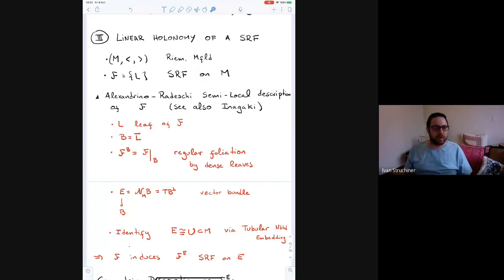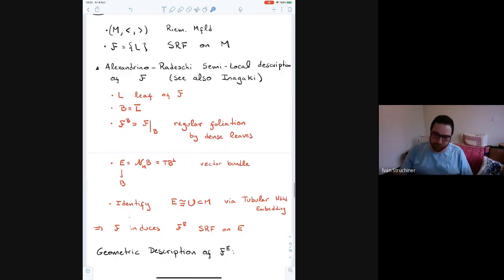And for these singular Riemannian foliations, there is a very nice semi-local description, a description around the leaf, or actually around the closure of the leaf, which is given by Marcos Alexandrino and Marco Radeschi in their paper, and also very well explained, with some more things proven, by Marcelo Inagaki in his thesis he defended on Wednesday. If you're going to look somewhere, look at the thesis. He has some very nice drawings of singular Riemannian foliations, and the thesis is very well written.